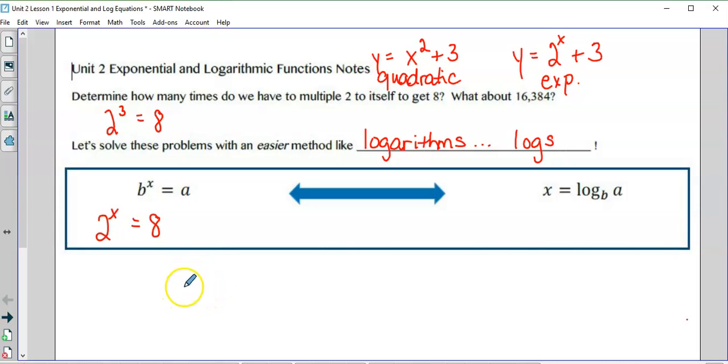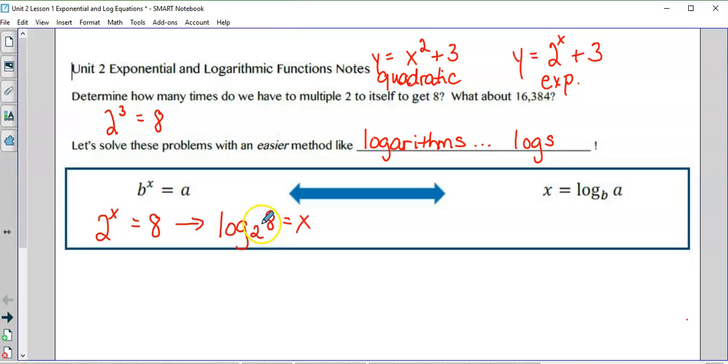If I had y equals 2 to the x, that is an exponential function, and the log function would be the inverse of that. 2 to the x equals 8 could be written another way. It can be written using a log, and what we would do is we would write log, the word log, and then we would put a little 2 down there. That's what we call the base, okay? And then we would put the 8 right here equals x. So this is just how you rewrite an exponential statement and make it a log statement.